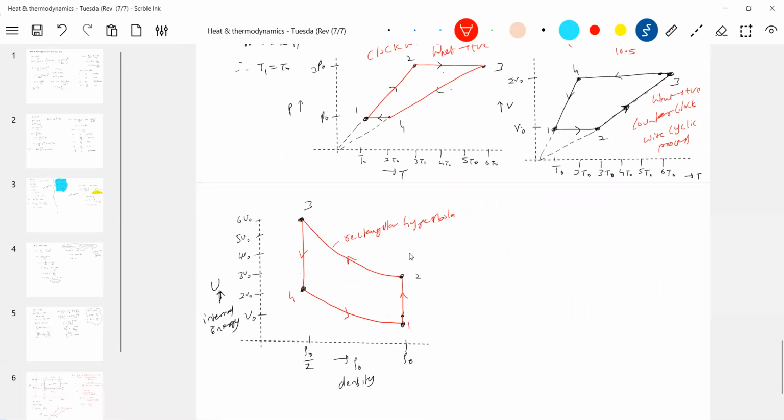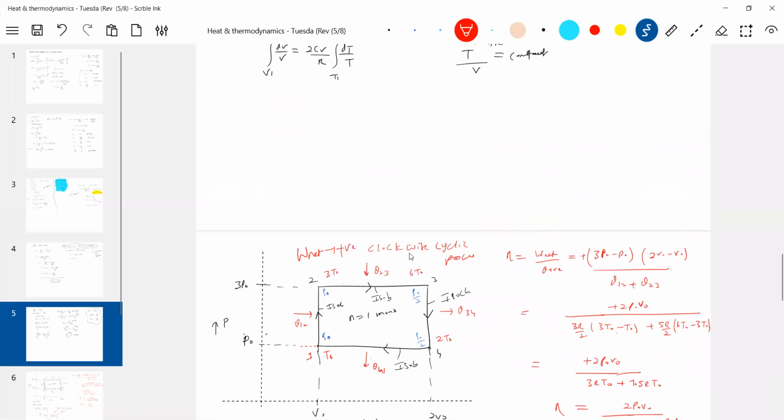Next, the U-rho graph, counterclockwise. Are you making observations? Say one problem, it speaks a lot. I'm telling you, this one speaks a lot. So for the VT graph and the U-rho graph, counterclockwise work done is negative. For the PV graph and PT graph, a clockwise cyclic process work done will be positive. Agreed?